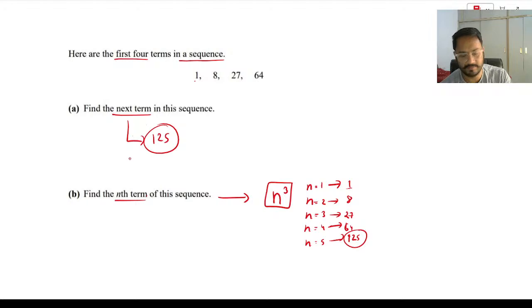Yes, Labdi, correct. Lekhansh, correct. Very good. So the answer of that will be n cube, right? If you put n equal to 5 here, we'll get the 125 as answer, right? So this was very easy.